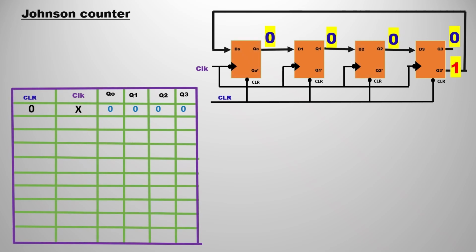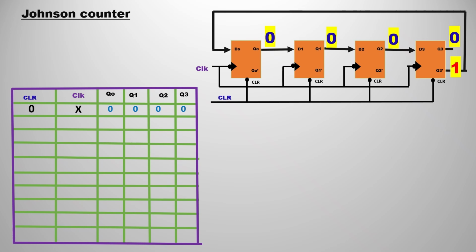Now we are going to construct the truth table with the help of the circuit diagram. First of all, we start with clear. Clear resets all the flip-flops to 0, whatever the clock. So all the flip-flop outputs, Q0, Q1, Q2, Q3, are 0. Observe Q3 bar. Q3 bar is given as feedback to D0. In the next step, D0 is going to have Q3 bar, that is 1.